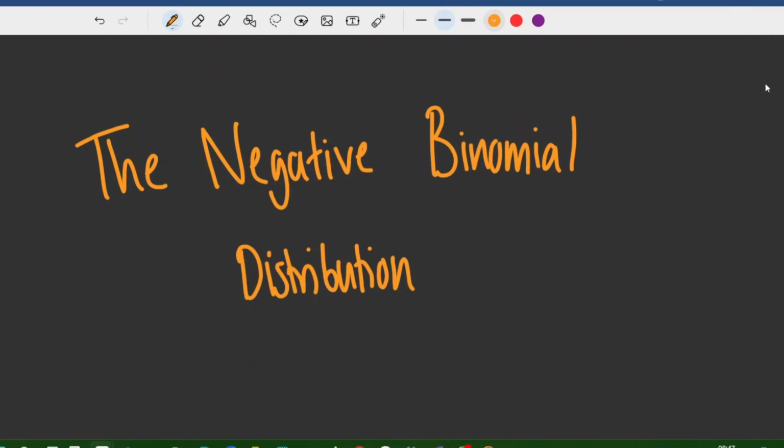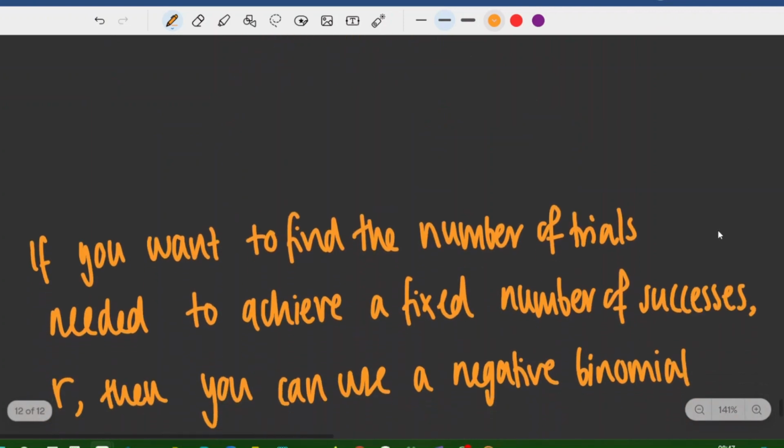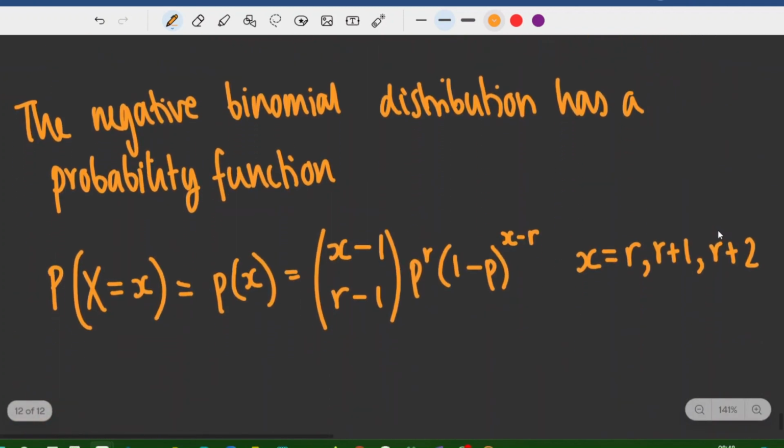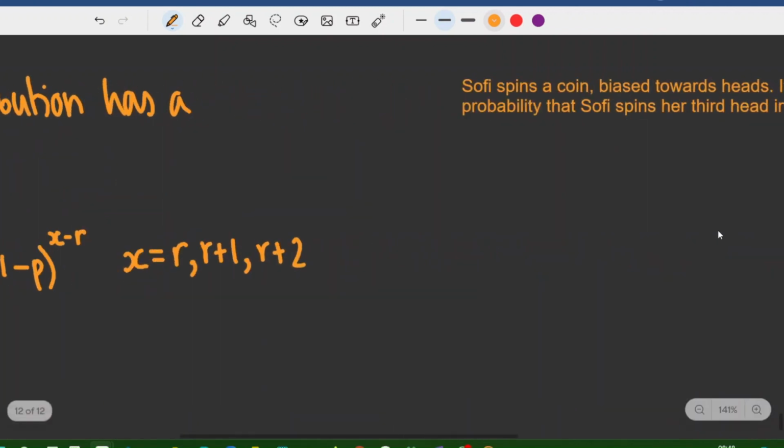In this video, I'm going to be walking through how to use the negative binomial distribution. If you want to find the number of trials needed to achieve a fixed number of successes denoted by R, then you can use a negative binomial distribution. The negative binomial distribution has a probability function of this below, and this will be made clear once we start using it in the problem that I have for you next.